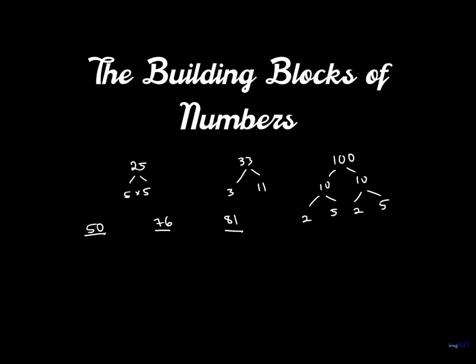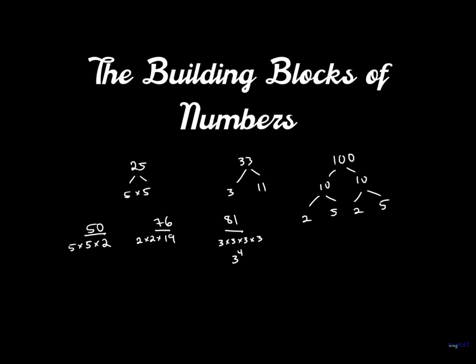All right, so 50, how do you build this with prime numbers? How about 5 times 5 times 2? Boom, right? How about 76? 2 times 2 times 19. Boom, prime numbers. How about 81? 3 times 3 times 3 times 3. 3 to the 4th power.